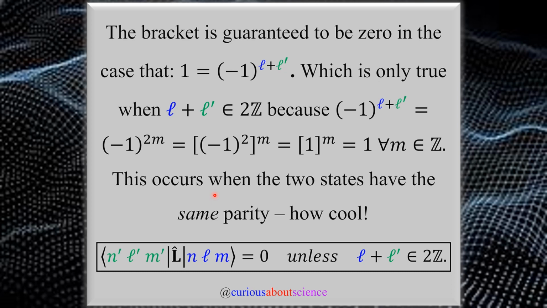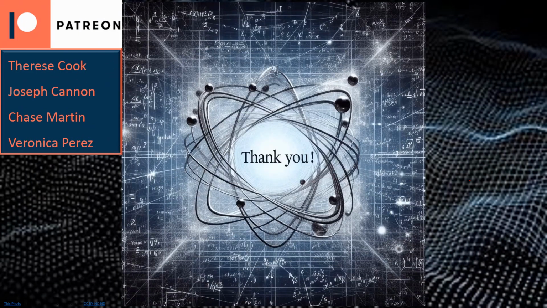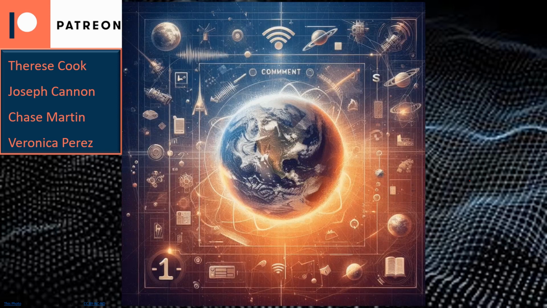And so what we can conclude is that the matrix elements, this inner product thing, equals 0 everywhere, unless we have the parity rule satisfied where L plus L prime is an even number. So therefore the same parity. Very cool. Whew, that was a fun question.